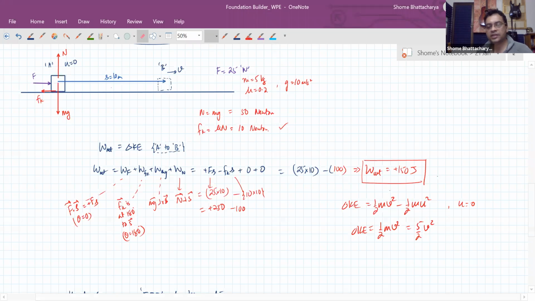Anyway, what will we do now? Net work done is equal to change in kinetic energy. So once again, 150 is equal to 5 by 2 v squared. So v will come out to be how much? Root of 60, or you can write this as 2 root 15 meters per second. Is that correct? Please check the calculation properly, everyone.